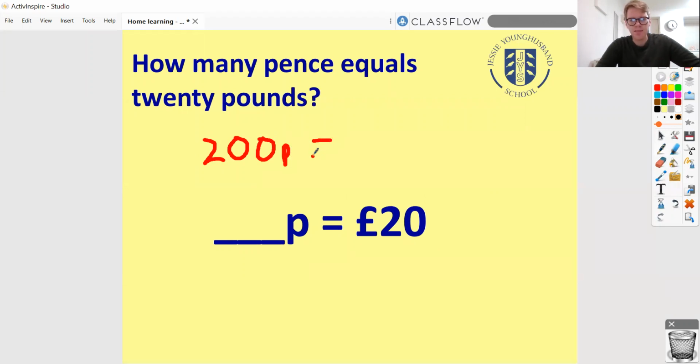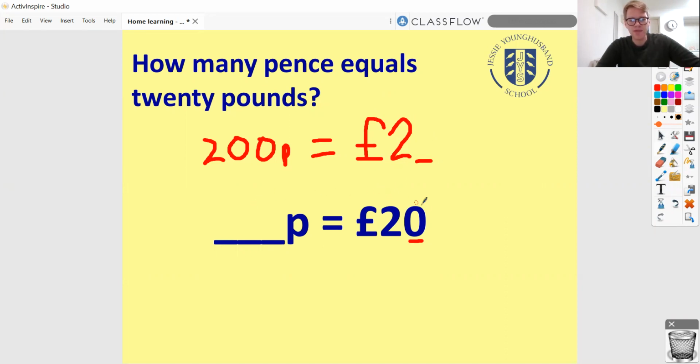£2. We can use this to help us, can't we? If we know that 200 pence is £2, we can use this to see what's happened. Now, what's the difference between £2 and £20? Or what do we need to multiply 2 by to make it 20? Well, we can see that 0 on the end there. It's multiplied by 10. So this one at the bottom is going to be 10 times bigger.